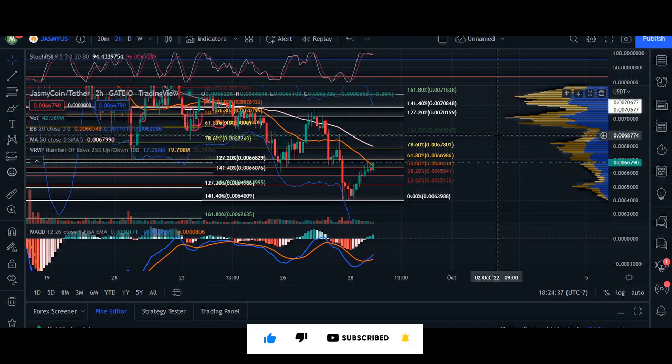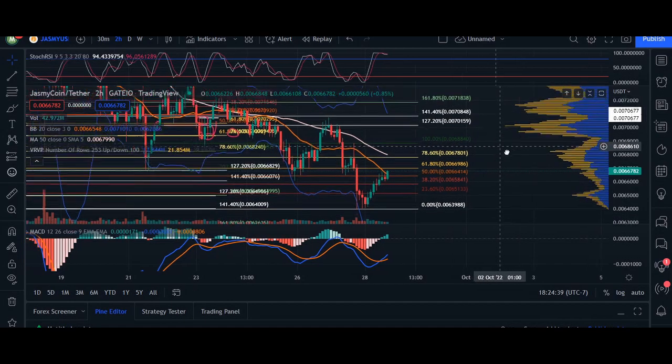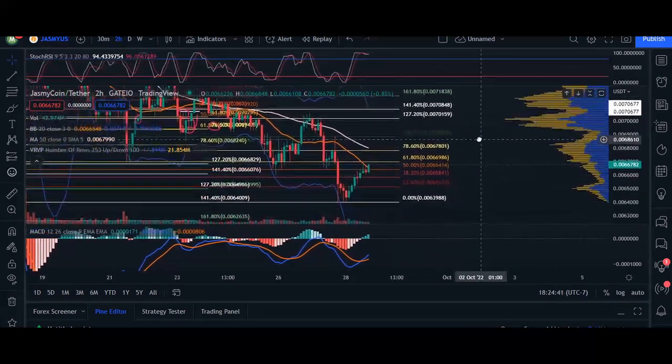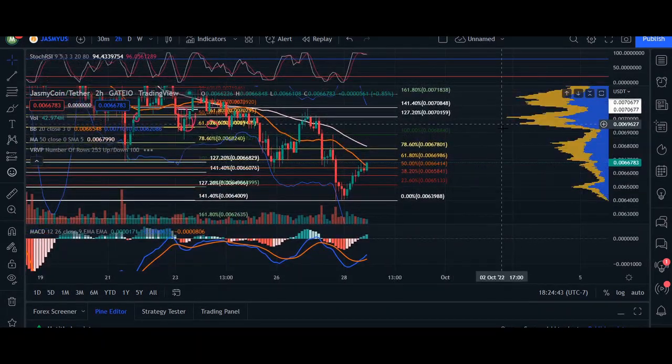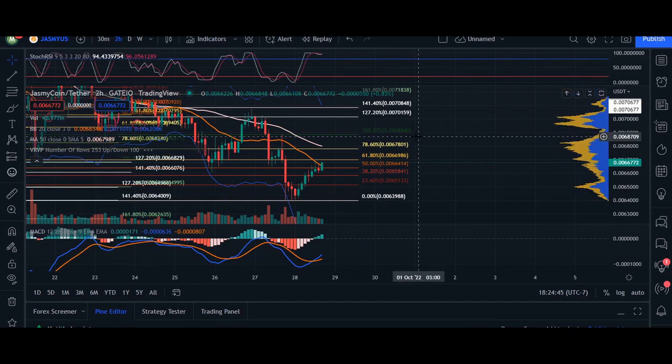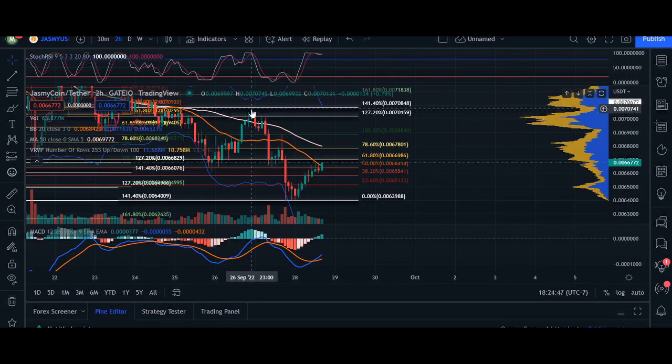Okay, guys, 2 hours. Now, it has been a while since I've done Jasmy. I do apologize. But if we take a look at the price action here, okay, we can see price came up and peaked roughly around the 70848, and then price came down all the way to the 639. So we're working in resistance and coming down to support.